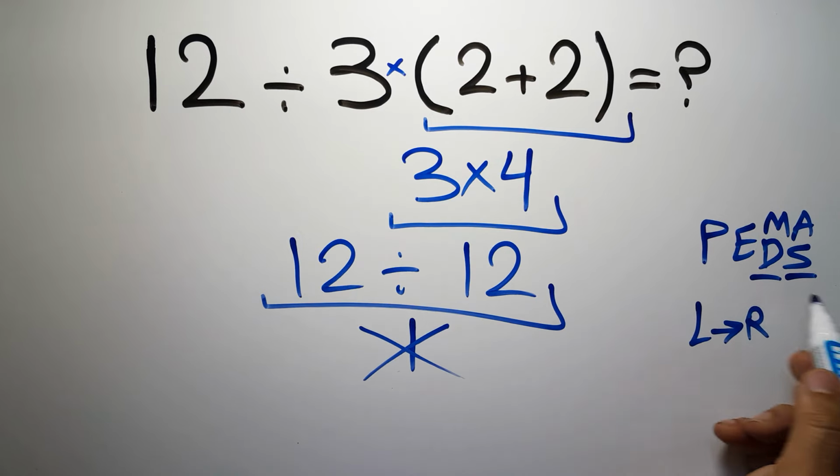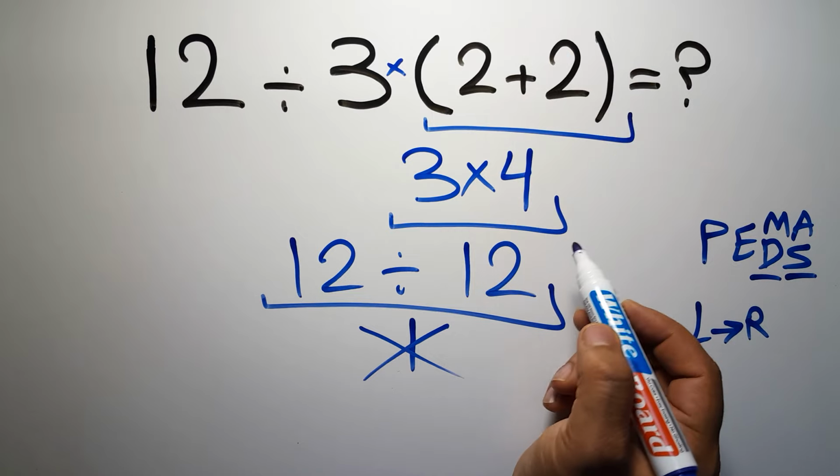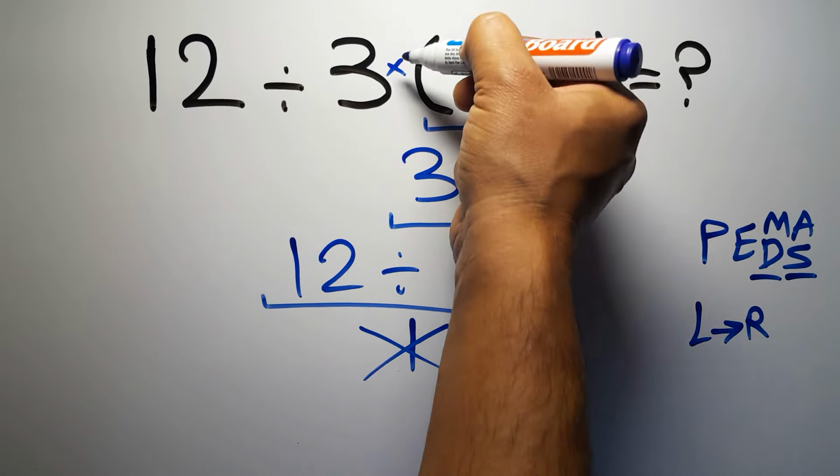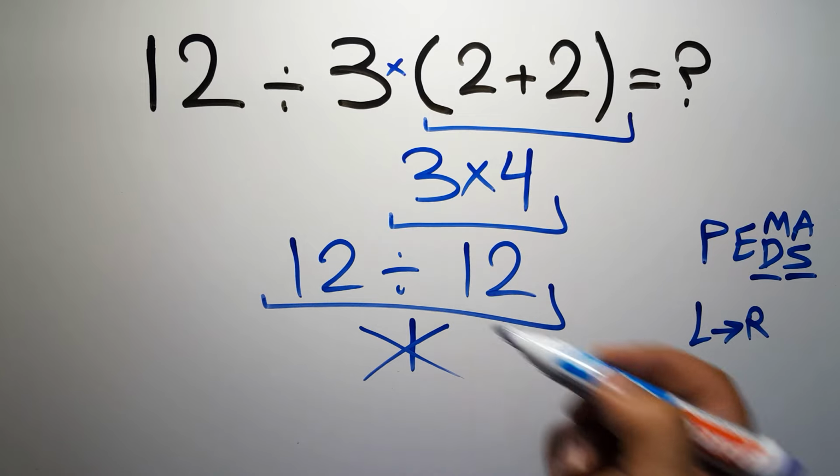Okay, so according to PEMDAS, first we have to do this parenthesis, then this division, and finally this multiplication. If we do this multiplication before this division, it is wrong.